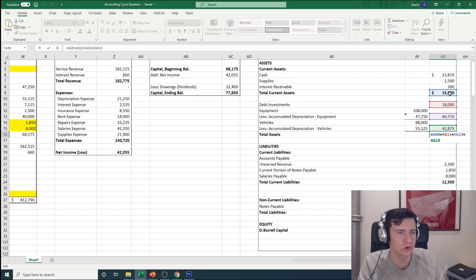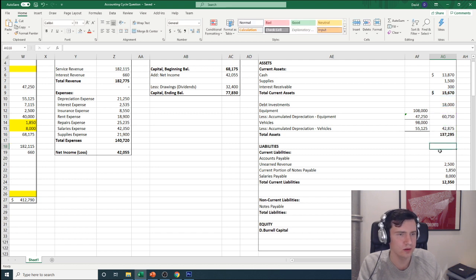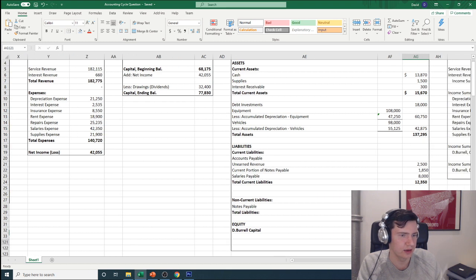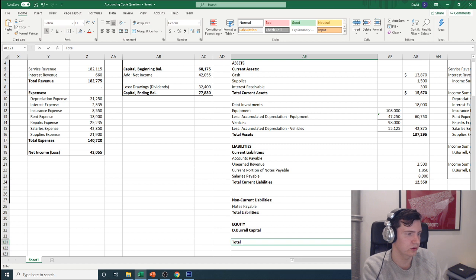We're taking our total current assets, add our long-term debt investments, the net book value of our equipment, and the net book value of our vehicles. And now we'll have total liabilities and equity.